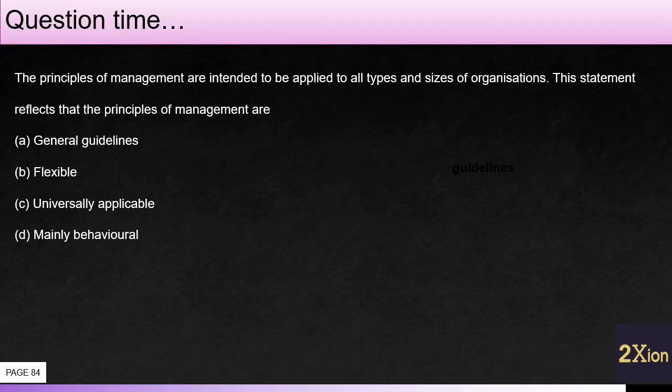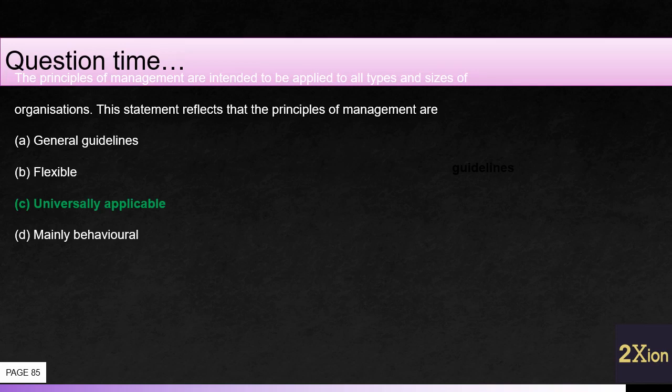The principles of management are intended to be applied to all types and sizes of organizations. This statement reflects that the principles of management are general guidelines, flexible, universally applicable, or mainly behavioral. Hope you have understood what the option is. The option is universally applicable. Any kind of business can use the principles of management.